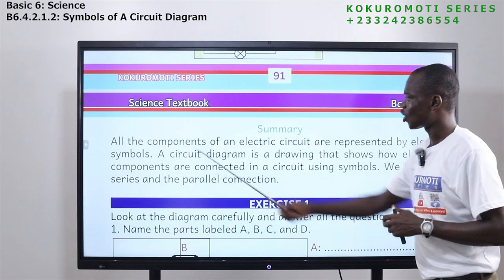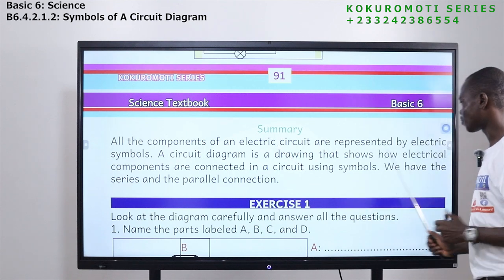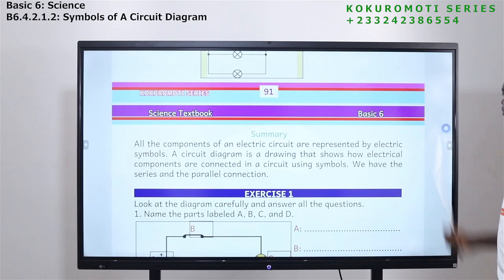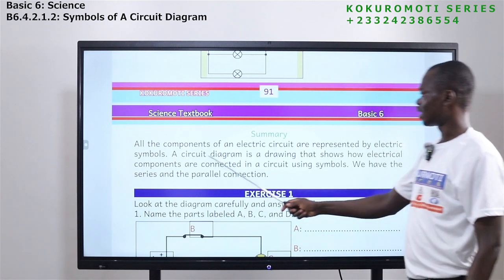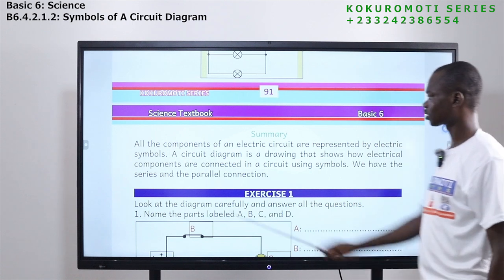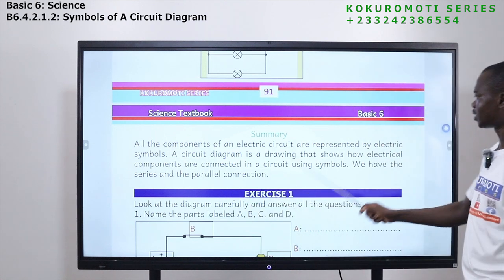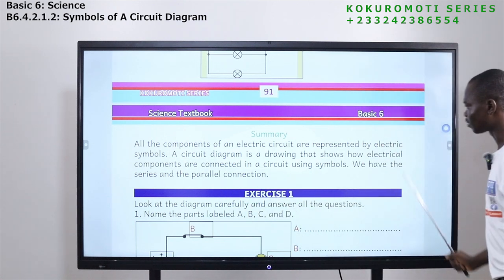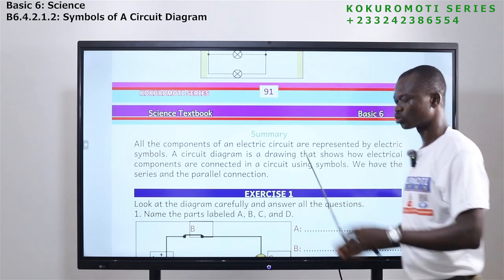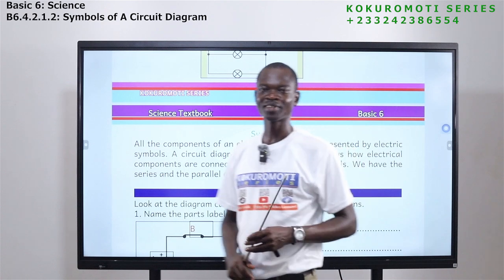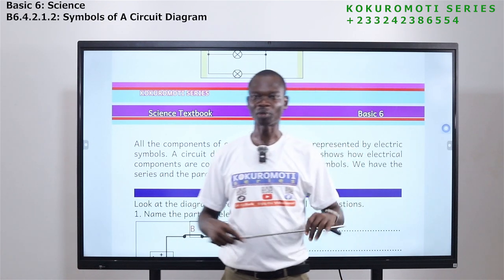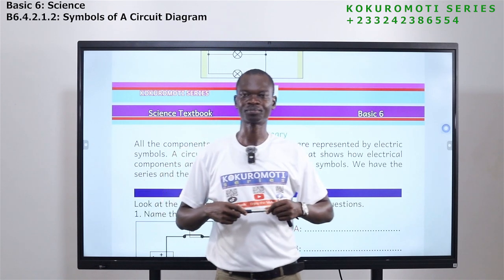In summary, what have you learned today? We have learned that all the components of an electric circuit are represented by electric symbols. A circuit diagram is a diagram that shows how electrical components are connected in a circuit using symbols. We have learned the series and the parallel connection. So that is the end of our lesson. We will look at the exercises, don't worry. But you should understand that today we have learned about a circuit diagram.